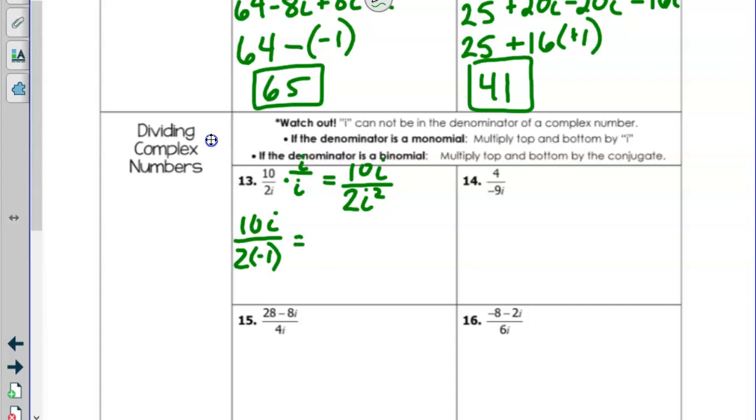I'm going to write out every single step, but you don't have to do this in your homework. So now we have 10i divided by negative 2. Still not done yet. Everybody with me so far? 10i divided by negative 2. What is 10 divided by negative 2? Yeah, so it's negative 5.